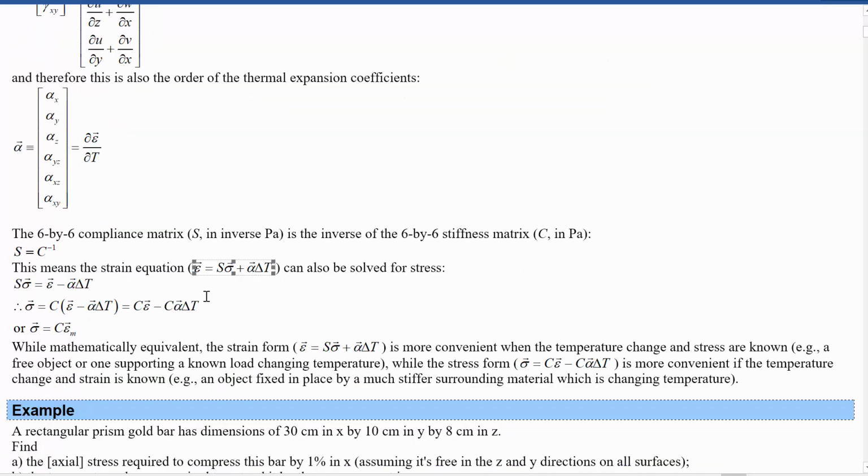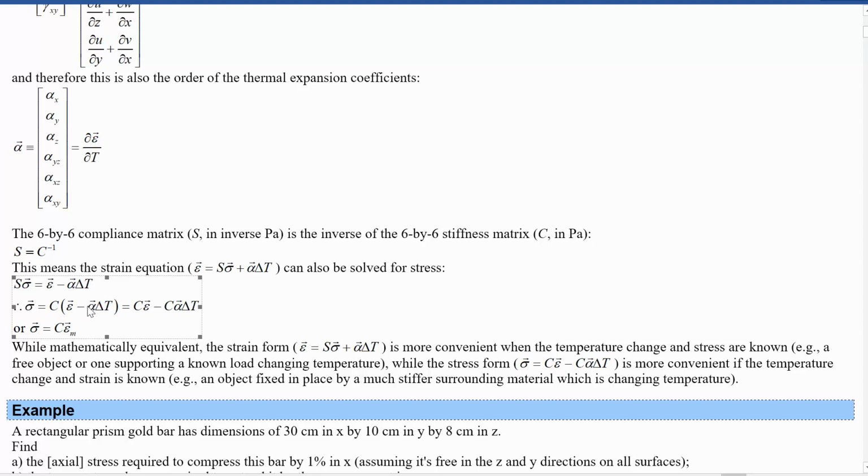So sometimes it's more convenient, rather than dealing with the strain directly, to rearrange this and find what the stress would be. So we can solve this for stress by first taking the alpha delta T over to the other side, and that'll look like this. We've got compliance matrix times the stress is equal to strain minus coefficient of thermal expansion times the temperature change. And if we want to get rid of this compliance matrix, we can left multiply this equation by the inverse of the compliance matrix, which is the stiffness matrix. So that'll leave us with sigma is equal to C times (epsilon minus alpha delta T).